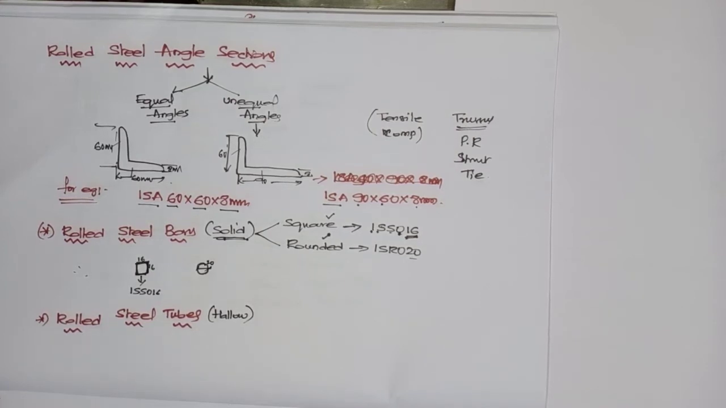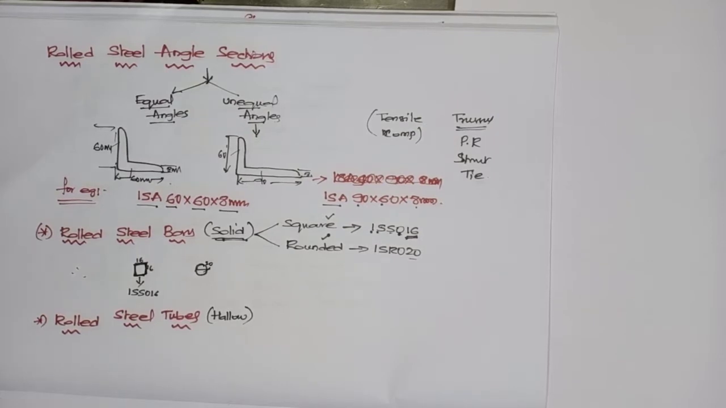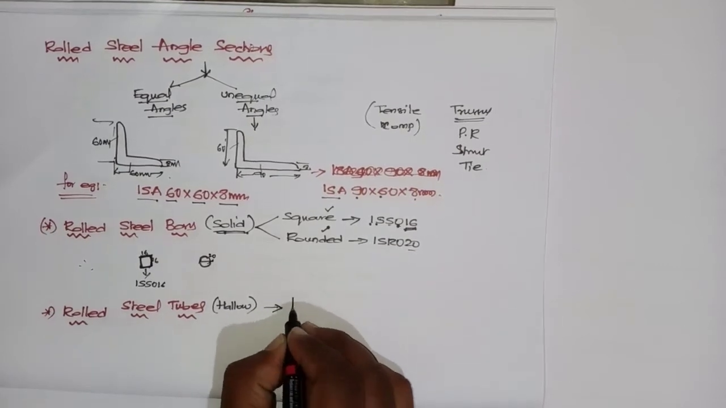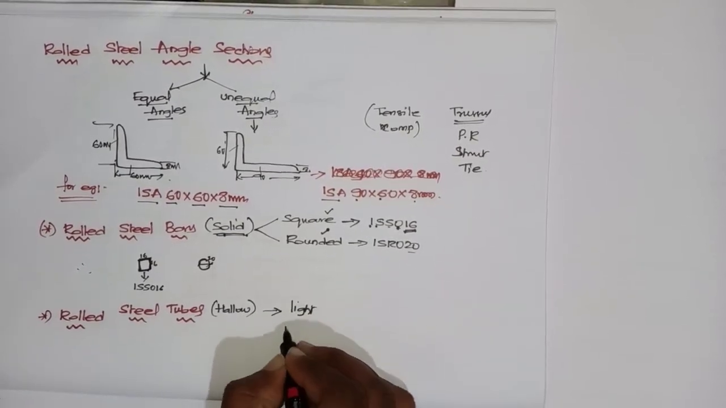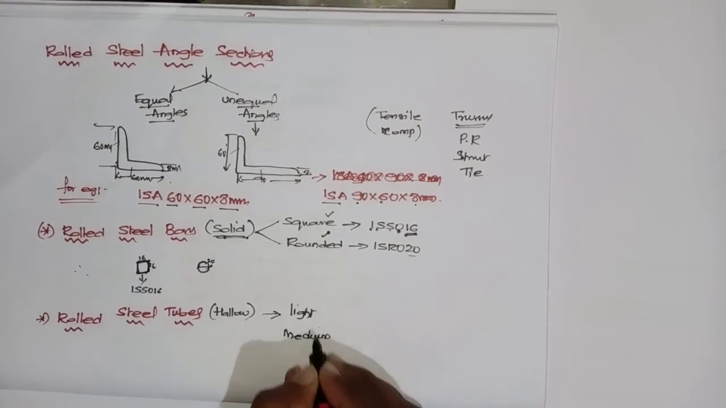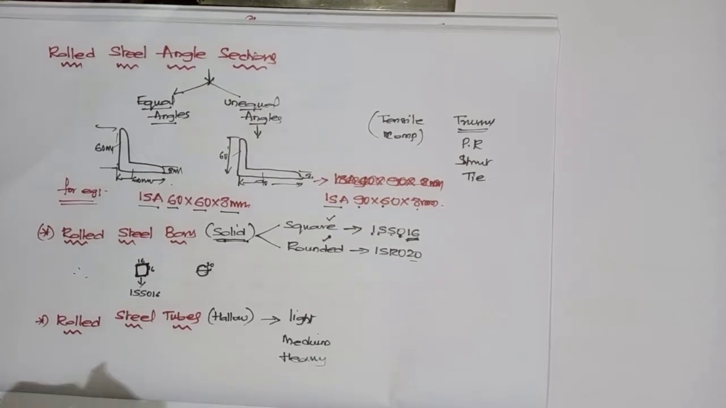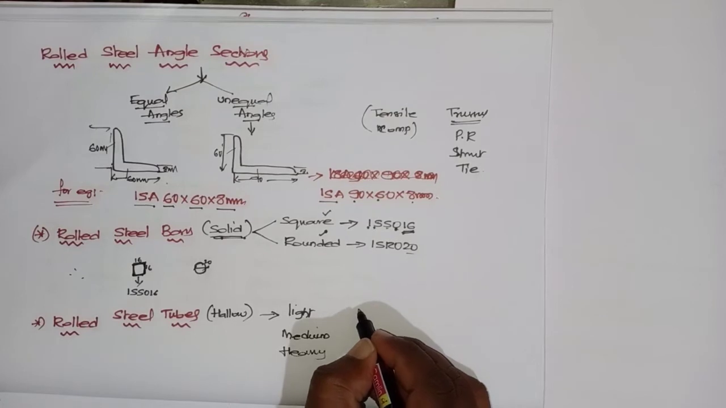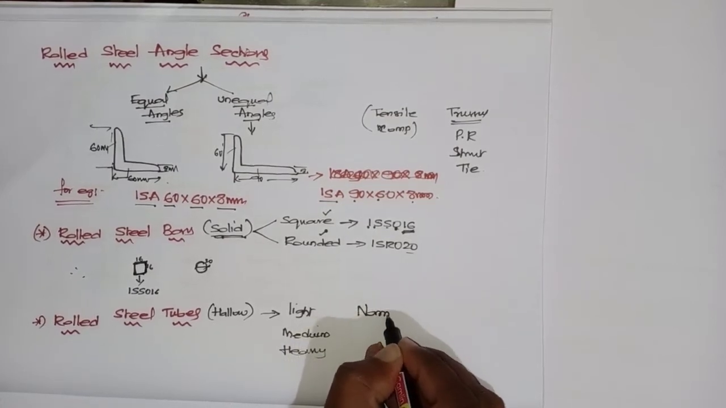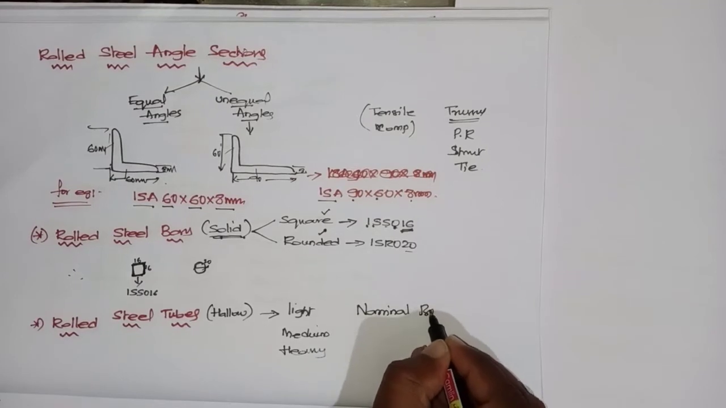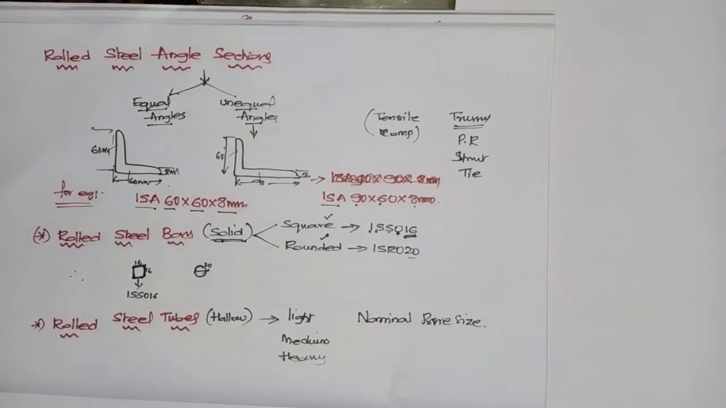Rolled steel hollow. Rolled steel hollow means what? You will be having a bore shape, meaning inner diameter will be there, outer diameter will be there. They generally have classes like light, medium and heavy. Light, medium and heavy, they are designated as what? With respect to nominal bore size. So this is regarding the Indian Standard tubes.